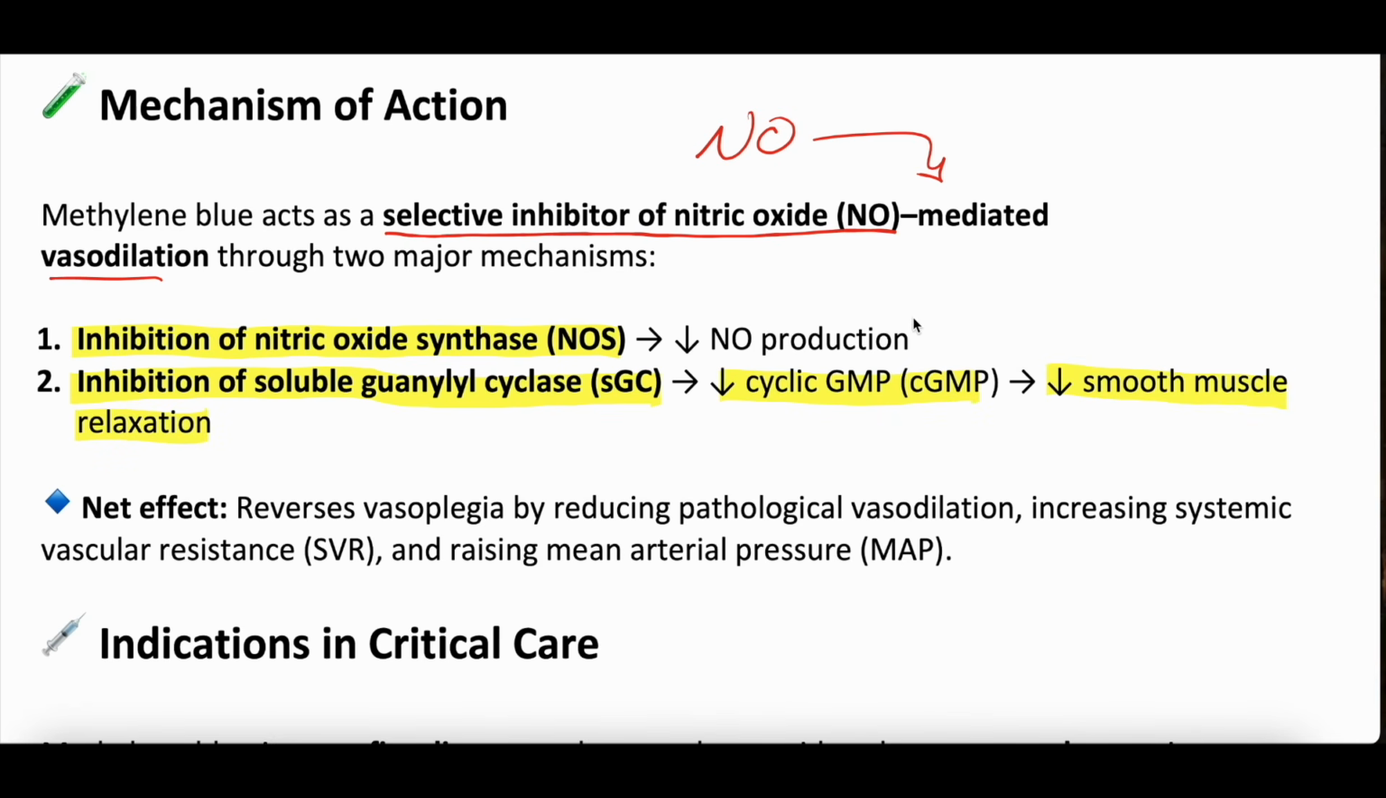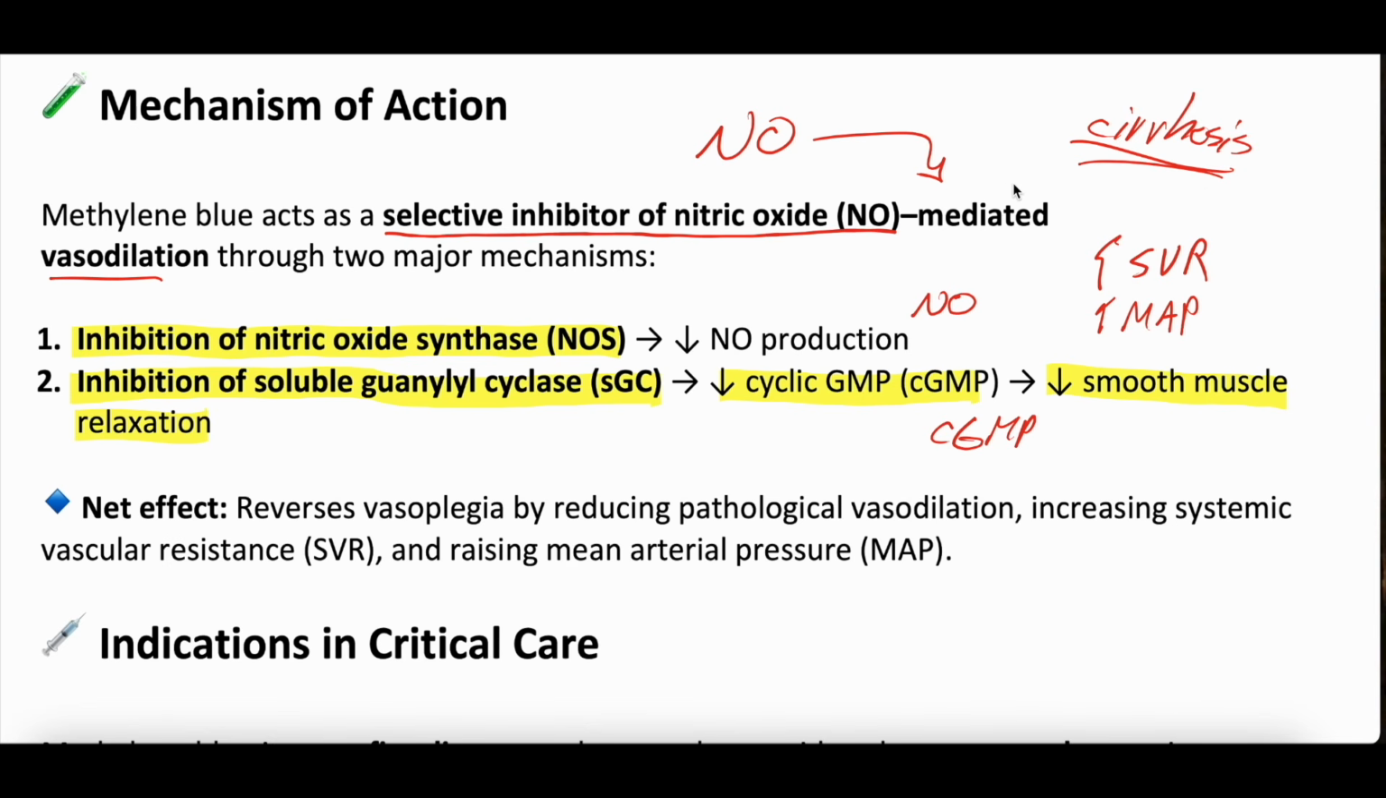So there's a nitric oxide dependent mechanism, and then there's this other kind of cGMP mechanism, but both of them lead to less vasodilation or smooth muscle relaxation, which will obviously increase systemic vascular resistance and increase your mean arterial pressure, at least theoretically. So methylene blue is particularly interesting in patients where you think they have high nitric oxide mediated vasodilation. Some of these patients, with cirrhosis or liver disease, are sometimes at particular risk for this.